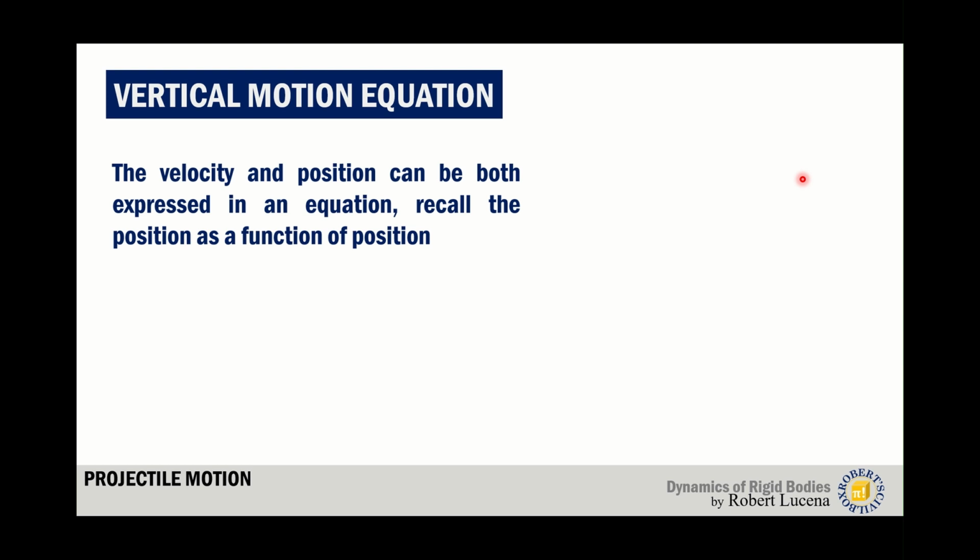So the velocity and position can both be expressed in an equation. We call this the velocity as a function of position. This is also an equation used in rectilinear kinematics. We can use this one if you want to solve for velocity. So again, we have three equations for rectilinear kinematics that we can use to assess the geometric aspects of motion, since we can treat the vertical motion of a projectile like rectilinear kinematics.